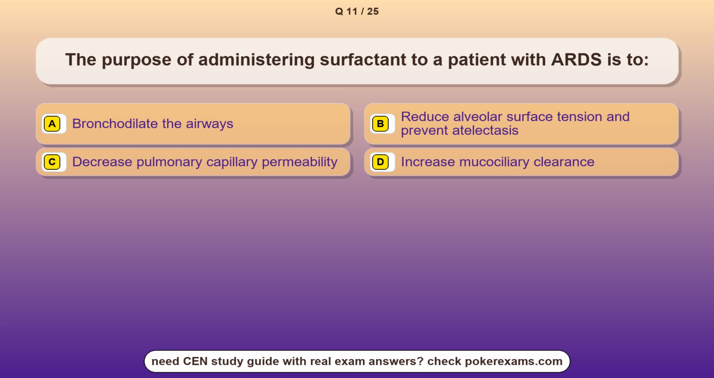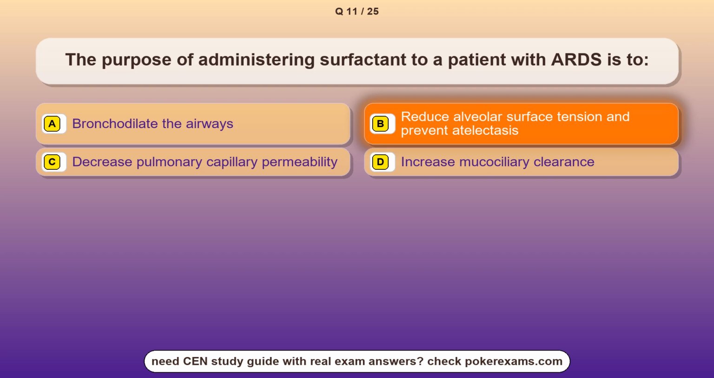Question 11. The purpose of administering surfactant to a patient with ARDS is to option A. Bronchodilate the airways. Option B. Reduce alveolar surface tension and prevent atelectasis. Option C. Decrease pulmonary capillary permeability. Option D. Increase mucociliary clearance.